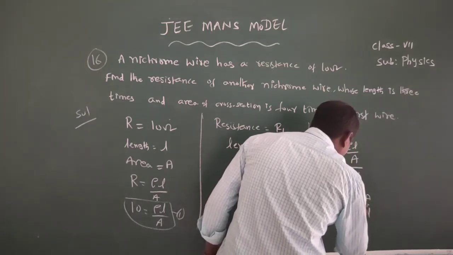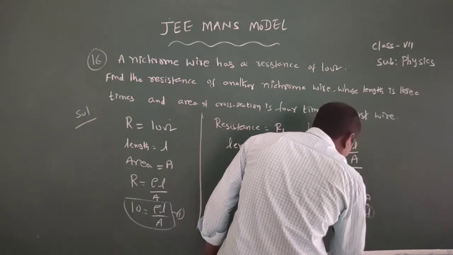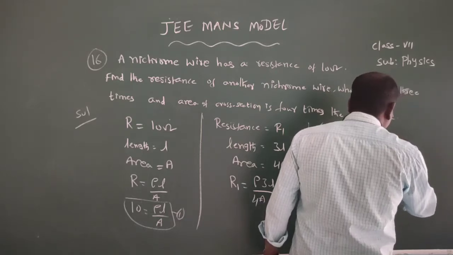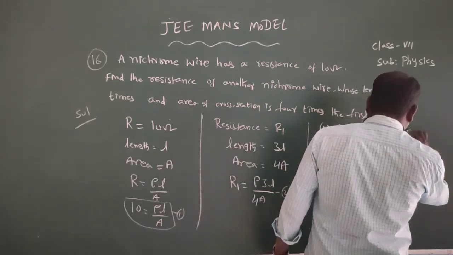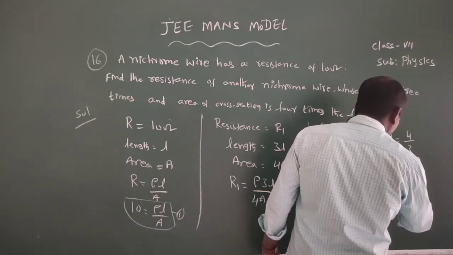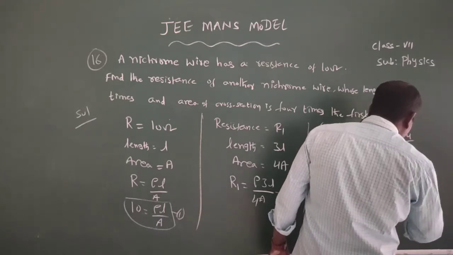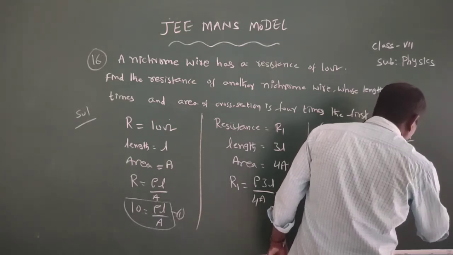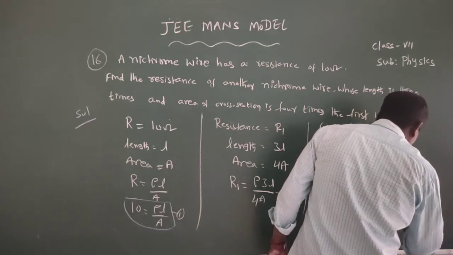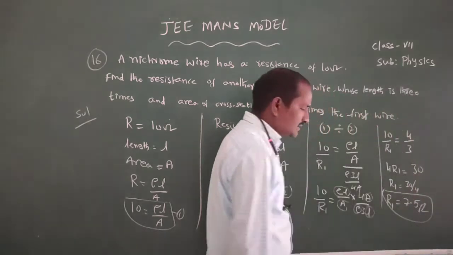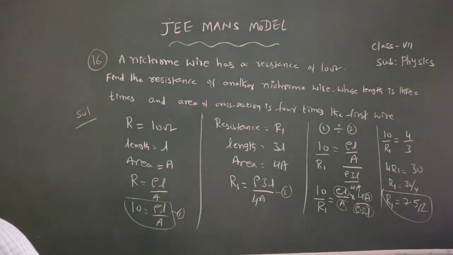Rho and L get cancelled and A and A also get cancelled. The remaining value of 10 by R1 is equal to 4 by 3. So here 4 R1 is equal to 30. So R1 equal to 30 by 4, that equals 7.5 ohms. R1 equal to 7.5 ohms. It is the second wire resistance.